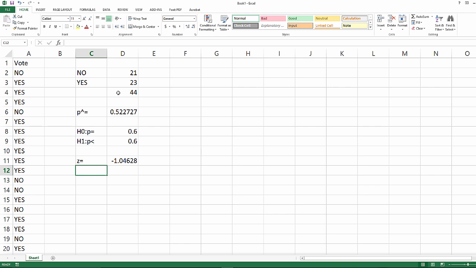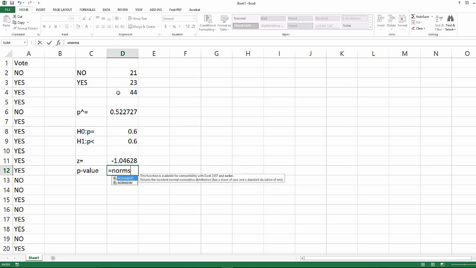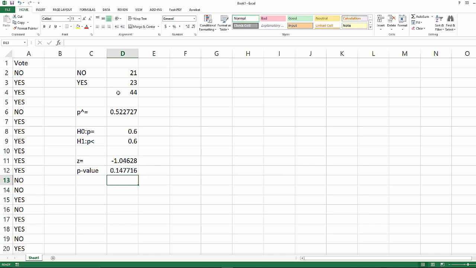Therefore, we can measure the likelihood, or the p-value. The p-value is based upon the standard normal probability distribution, so the standard normal distribution of the given value. Therefore, at the 1, 5, and 10% level of significance, we will fail to reject the null hypothesis. 52.27% is not significantly less than 60%.